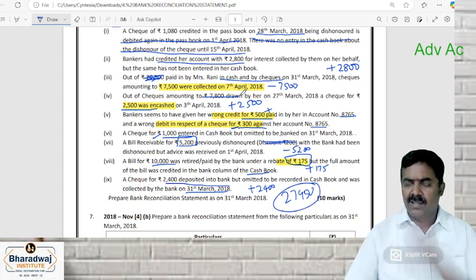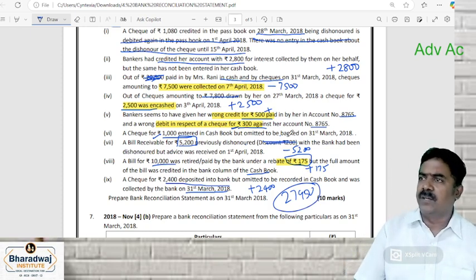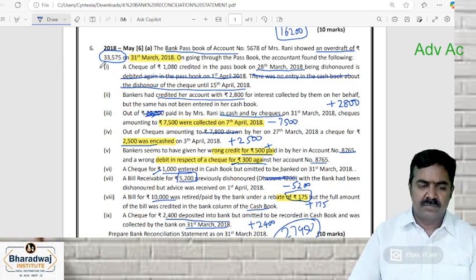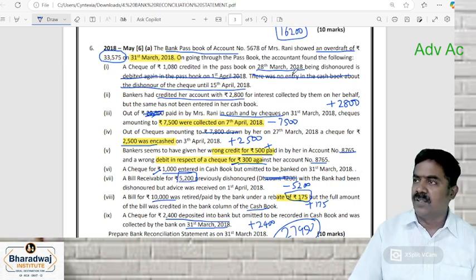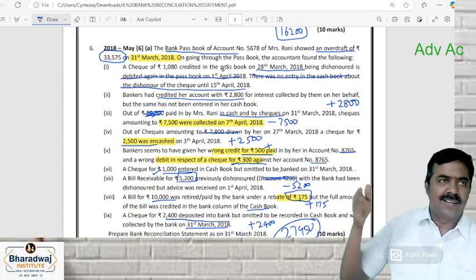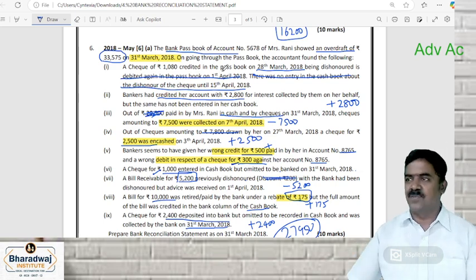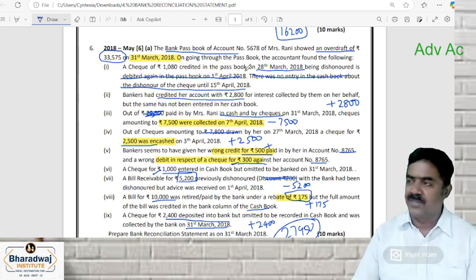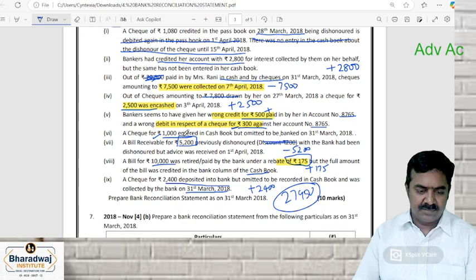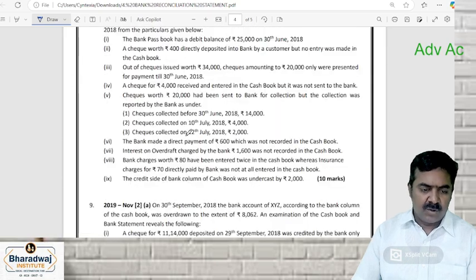Done? If there is a doubt, any particular point you have a doubt, please ask. First point ignore பண்றேன்னு within 31st March, credited in passbook, recorded in cash book. No reconciliation required. First one we ignore. Okay, we'll do it together.